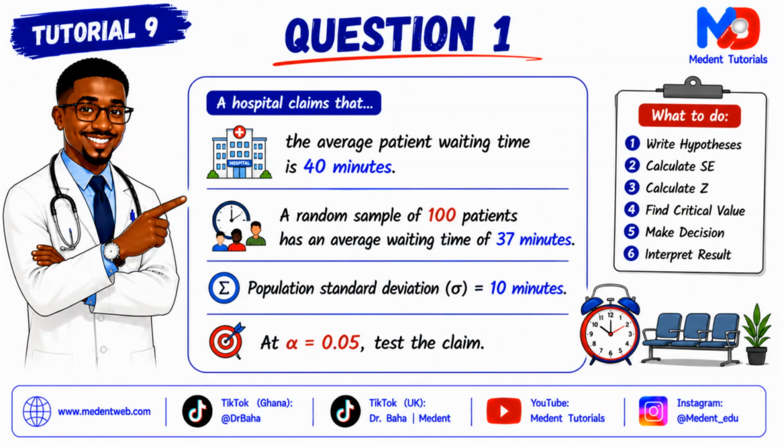A hospital claims that the average patient waiting time is 40 minutes. A random sample of 100 patients has an average waiting time of 37 minutes. The population standard deviation is 10 minutes. At a significance level of 0.05, determine whether the hospital's claim should be rejected.